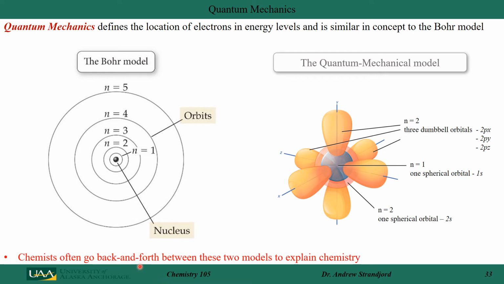Chemists often go back and forth between these two models to explain different aspects of chemistry, and so we're going to do that throughout organic chemistry. Sometimes we'll use the Bohr model when it suits us, and sometimes we'll use the quantum mechanical model when it does a better job.